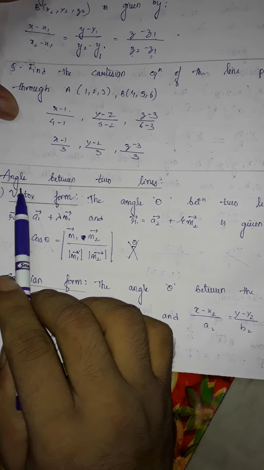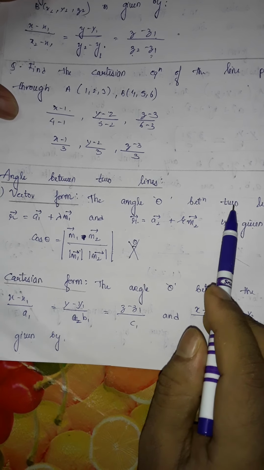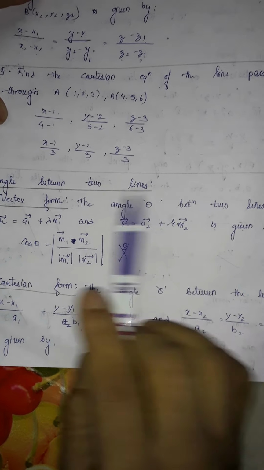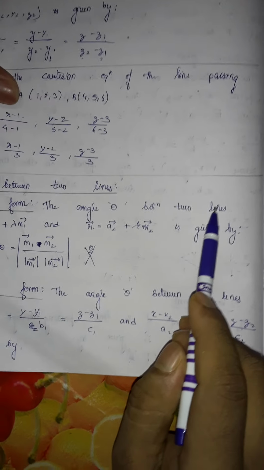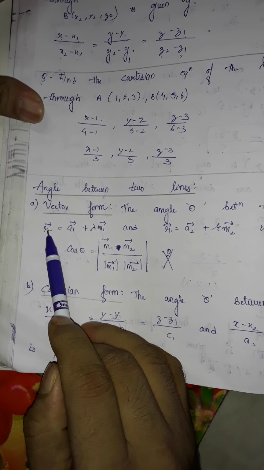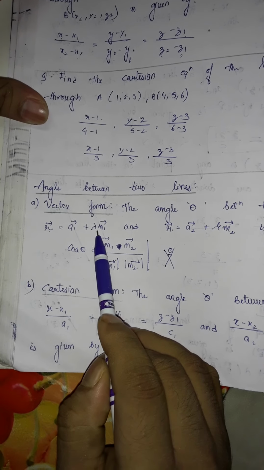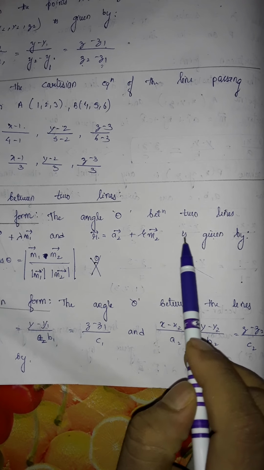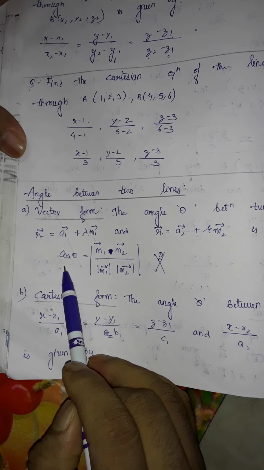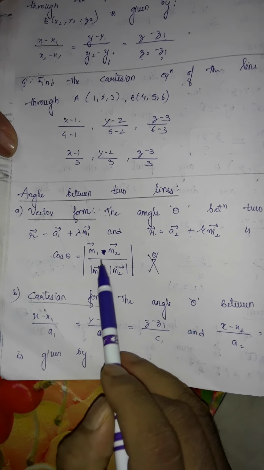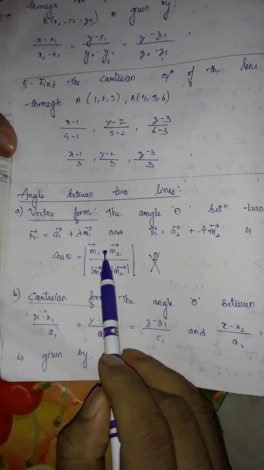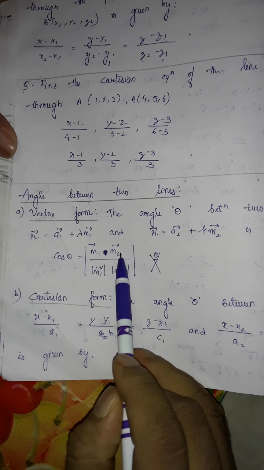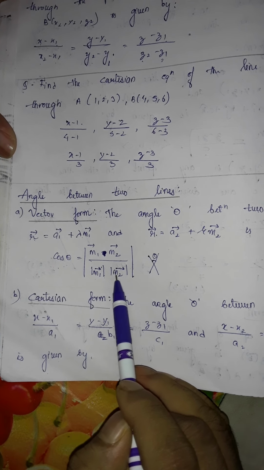So first we are going to discuss the angle between two lines, vector form. The angle theta between two lines r equal to a1 plus lambda m1 and r equal to a2 plus mu m2 is given by cos theta equal to modulus of m1 dot m2, this is dot product, divided by magnitude of m1 into magnitude of m2.